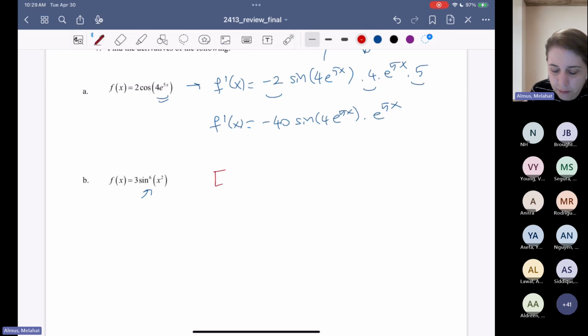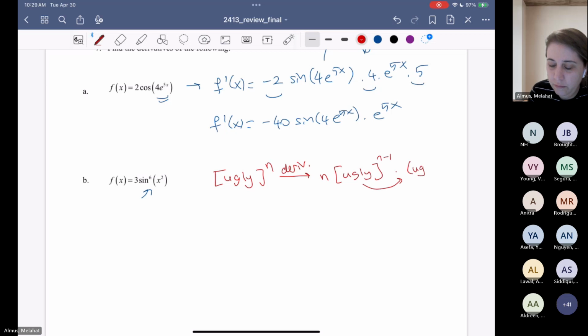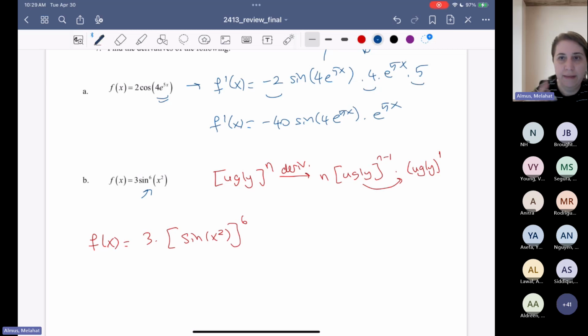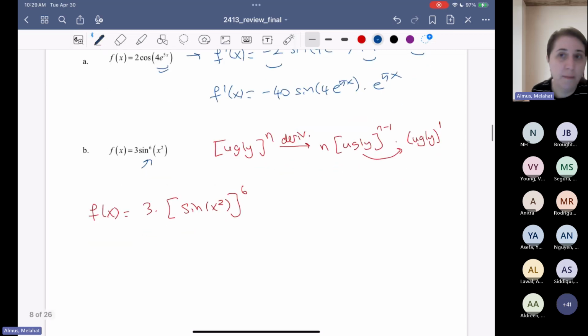If you have ugly to the power of 6, in general, the derivative is, what is it? Power rule. And then the derivative of ugly. So you need to consider this to be sine of x squared to the power of 6. Okay, sine to the power of 6. Same thing applies to cosine to the power of a big number.